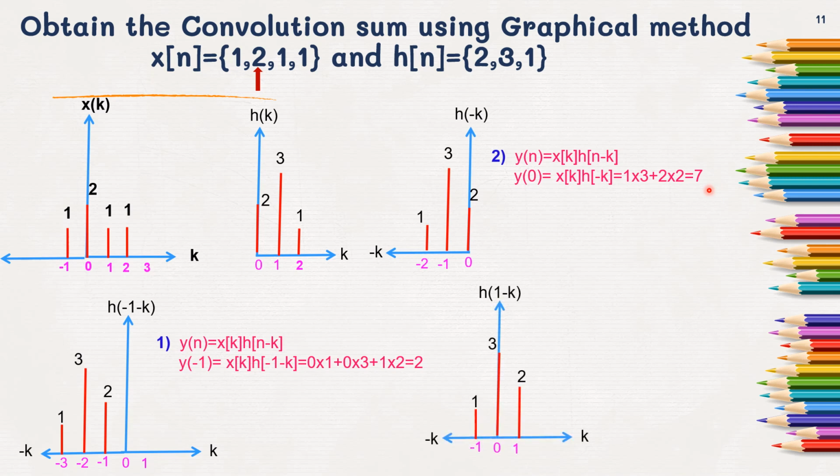In the same way, find out h of 1 minus k. As I told earlier, h of 1 minus k is obtained by shifting h of minus k right by one place. Right? So what will be the answer? See here, y of 1. So you look for the overlap between these two diagrams now. So where is the overlap? At minus 1, 0 and 1 there is the overlap. Right? So it is 1 into 1 plus 2 into 3 plus 1 into 2. Right? So you get this answer.